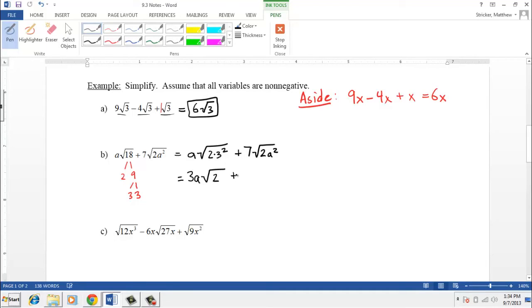Look at the next one. Well, a squared can come out. The square root of a squared is a, and again there's a square root 2. Now one thing I want to mention here, in order to be able to combine these, not only do we need to have the root 2's be the same, but the variable part also needs to be the same. So they both need to have also that a. And so these are like terms, and they simplify to 7 plus 3 is 10a square root 2.